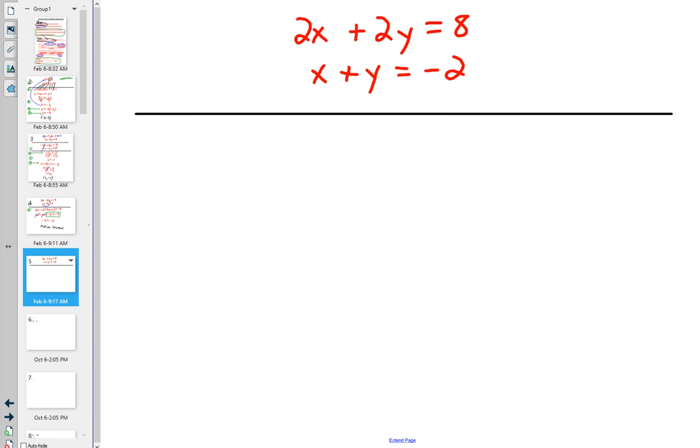Elimination requires that one of the variables has to have the same number in front. Currently, the x's don't because I have a 2 and a 1, and the y's don't. So I have to make one of them match. I'll let you pick. Do you want to make the x's match or the y's match? All right, so let's make the x's match. The top x has a 2 in front, the bottom x has a 1 in front. What's the least common multiple of 2 and 1? It is 2. Since the top already has a 2, I don't have to touch it. But then I have to multiply the bottom by 2.